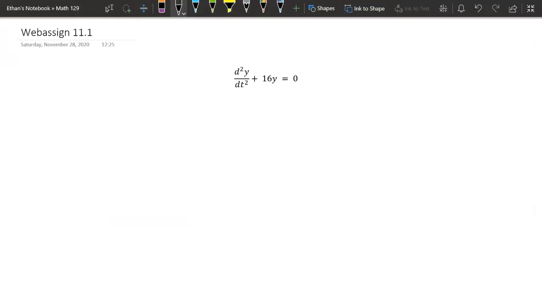Hey guys, so today we're going to be working through a couple questions from Webassign 11.1. Got a slightly different format today because I ran out of dry erase markers, so I'm working on the computer, but it's going to be exactly the same as it usually is, other than that.